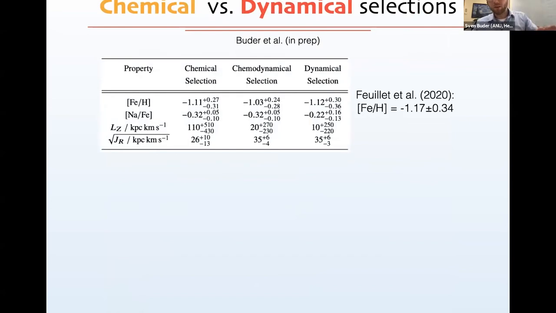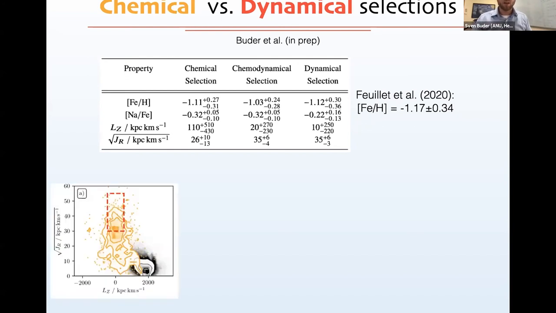Looking at the properties here, the first thing we can compare is the iron abundances, because there have already been a lot of studies of the iron abundance distribution. And in our study with GALAH DR3, no matter if we select stars chemically or dynamically, and especially if we focus on the Gaia-Sausage-Enceladus, they always have very similar iron abundances around -1.1, -1.2. And that's very similar to what Diane has found both with SkyMapper data and with Apogee data.